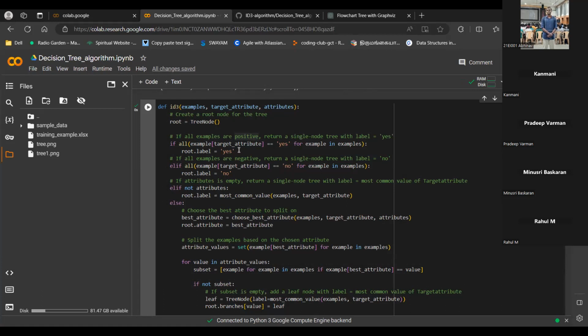So the first condition is to stop when we have a pure attribute. If it's pure, yes, then we label it with the class and we label it as a leaf node, and it stops there.